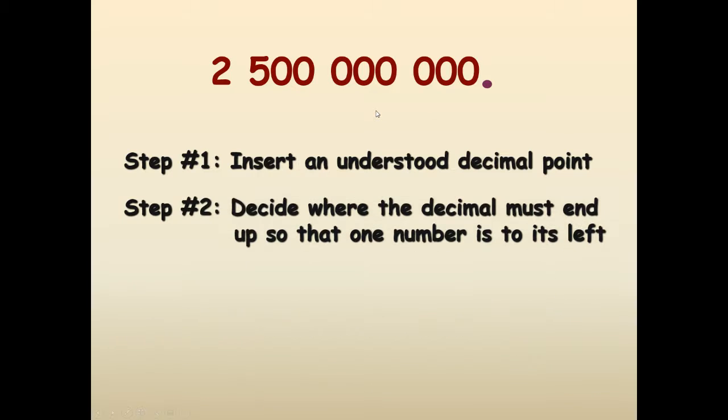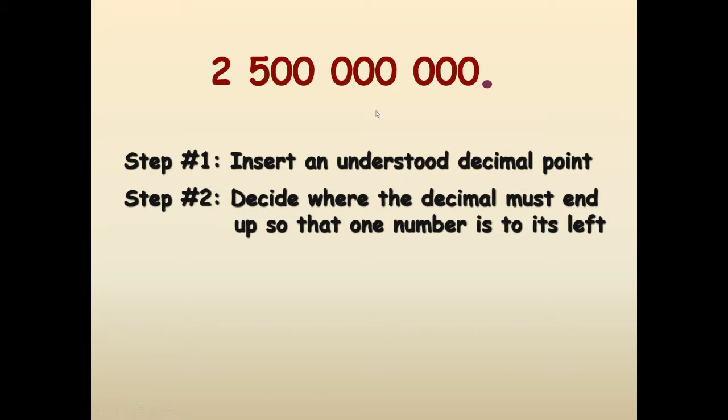Our next step is we need to decide where that decimal has to go so that there's only one number to the left. So you're looking at your number and we're going to move this decimal until there's only one number to the left of it. We only want one number on the left-hand side. So in this case, we're going to move it from the tail end to between the 2 and the 5.